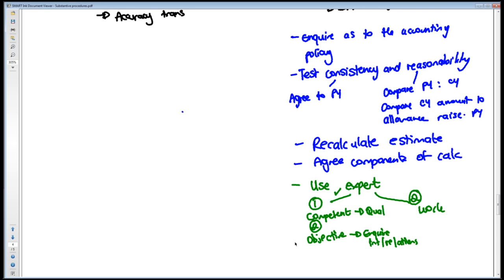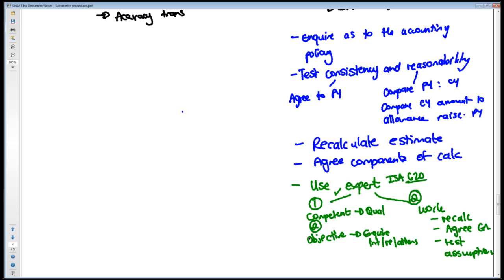And then once I'm comfortable, I'll test his work. So I'm going to recalculate anything that he's done. Again, agree the work to the GL amount, test his assumptions, and then I'm comfortable. Using work of an expert, I say 620.